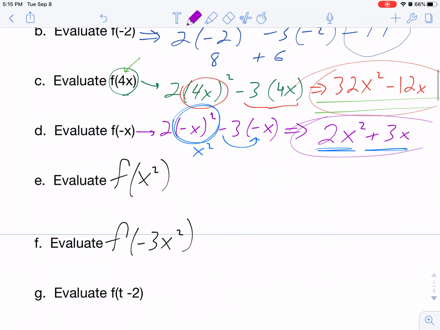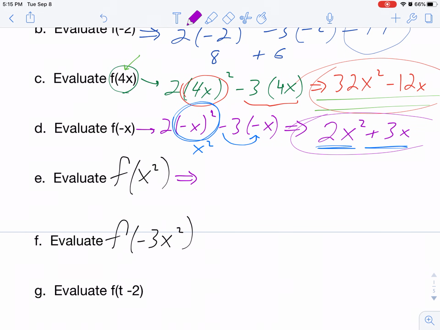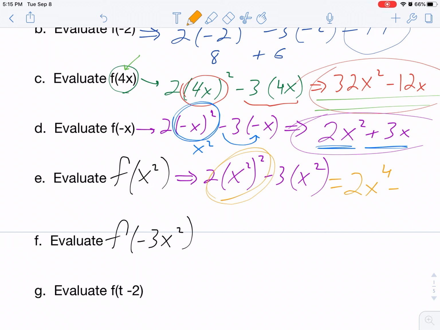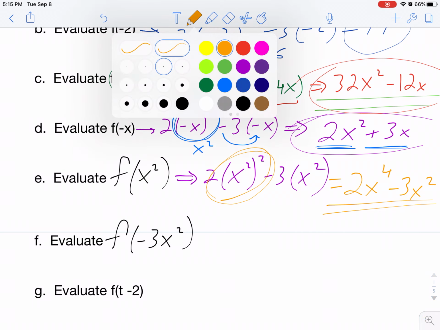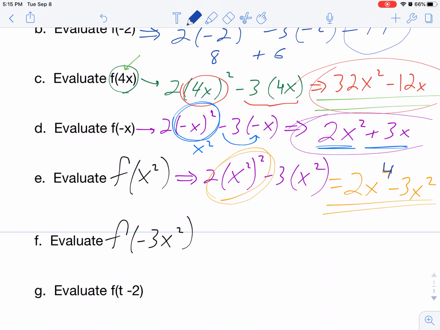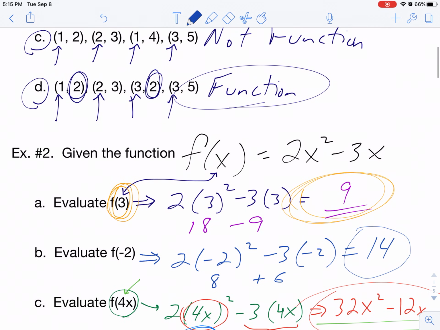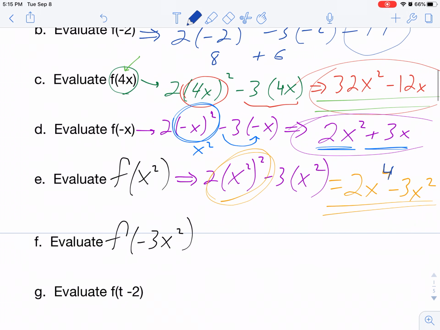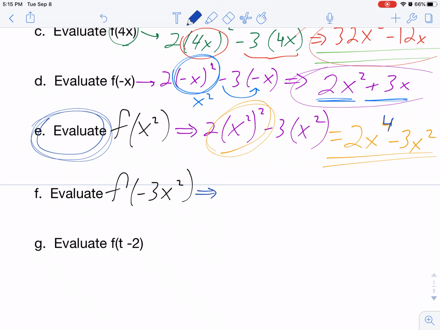Okay, part E, I have substituting in here just an x squared. So we have to square x squared. Well, that's x to the fourth. So what I'm trying to say is this part right here is going to be 2x to the fourth. You don't have to factor. You don't have to solve. I see that a lot on tests in the past and homework. All you have to do when you evaluate a function is substitute and simplify. So whenever you evaluate, you just have to substitute and simplify.